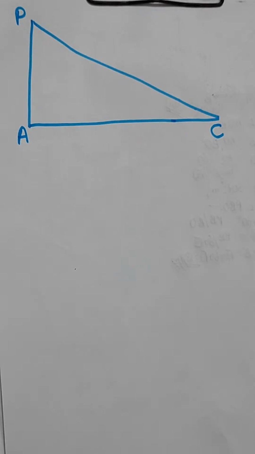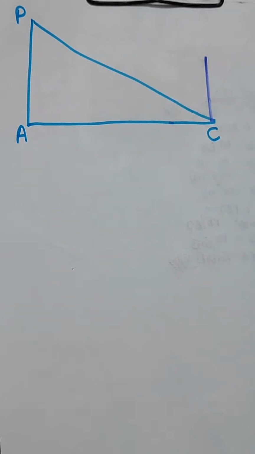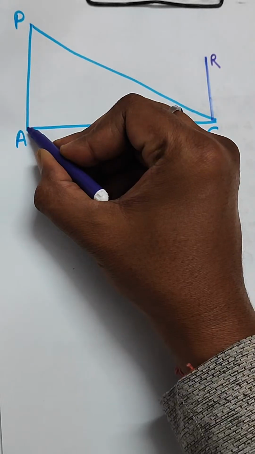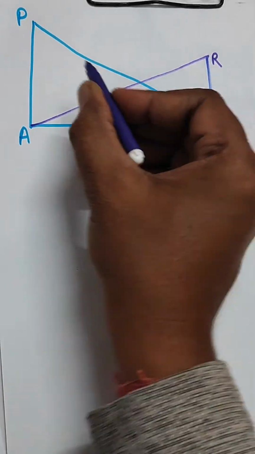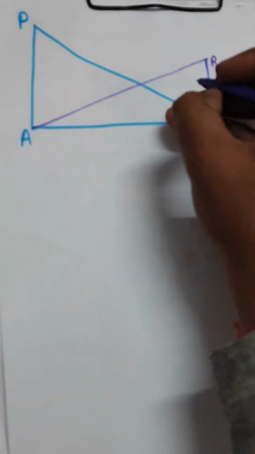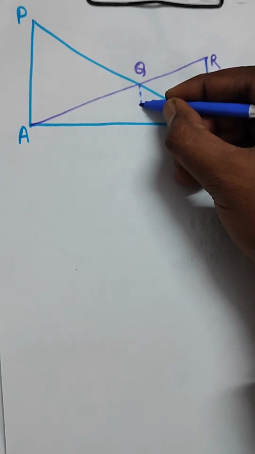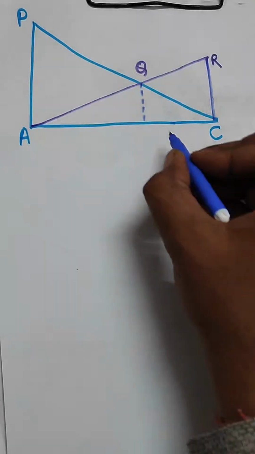Another side, from C, this is vertically drawn, this is R, and this is PC and A are intersecting at Q. And this is another line from Q drawn perpendicular to the line AC, and this point is nothing but B.